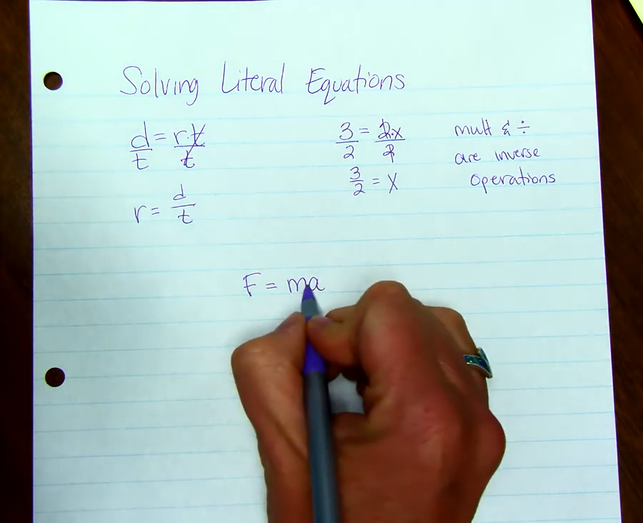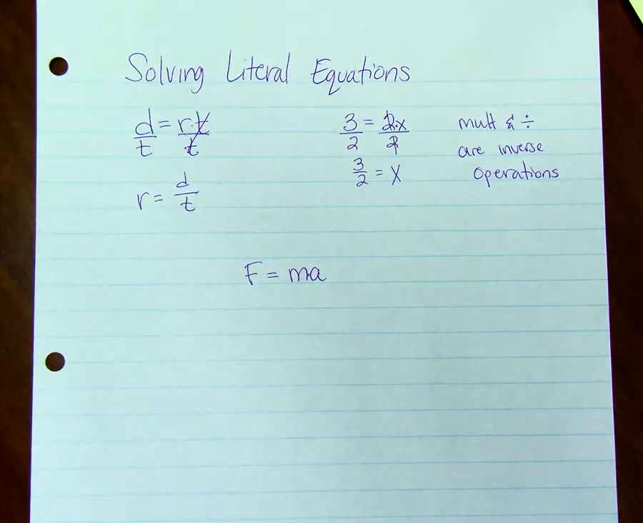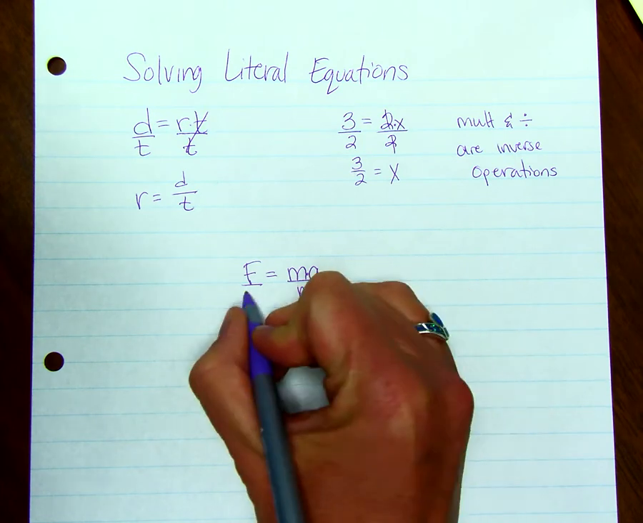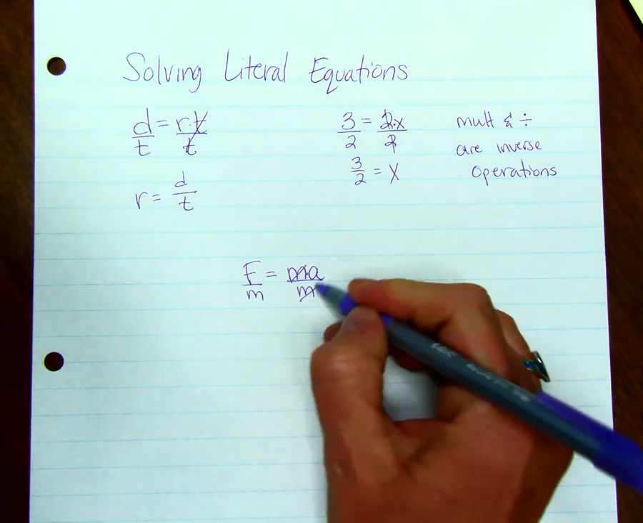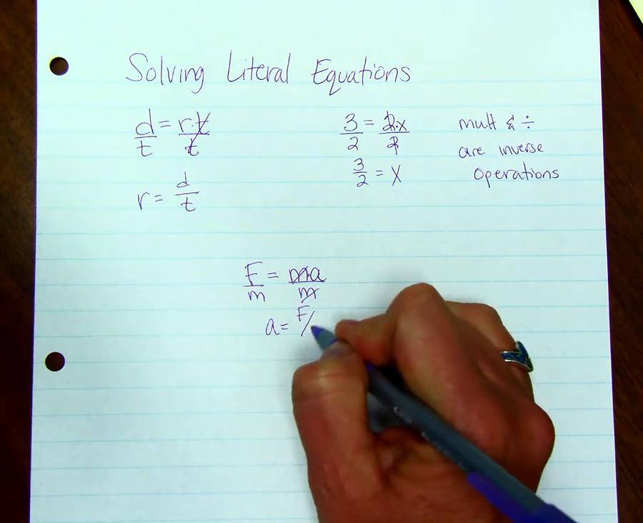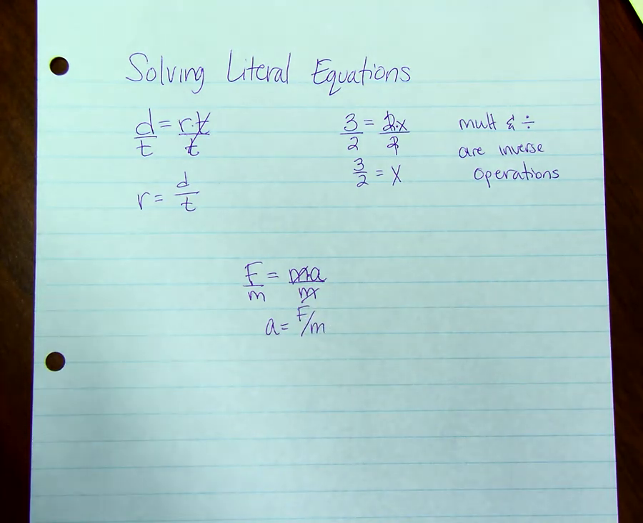Excellent, it is being multiplied. So what is the inverse of being multiplied? Divide. Good, so we're going to divide both sides by m. Cancel the m's, we get 1 times a, which is a, and it equals F divided by m. Or force divided by mass equals acceleration. So that is another example.